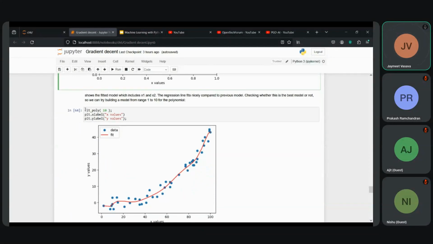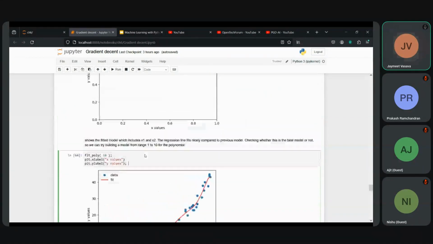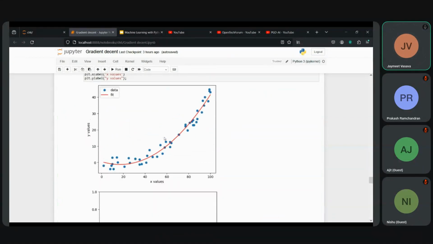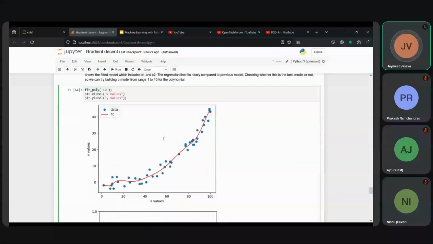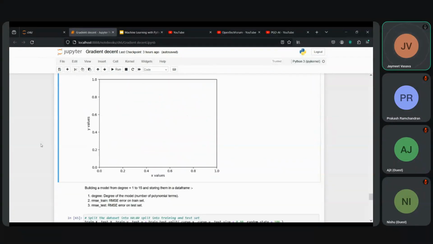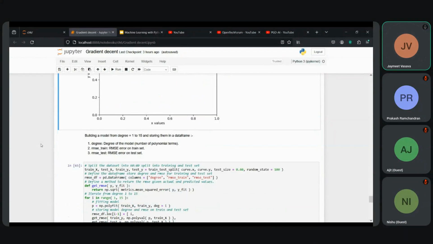So this time we'll be using the degree value of 10, and you can see the fit that we are getting, and we are getting the improvement. This is the previous model with degree 2. This is the model with degree value 10. So we decide to build models using degree 1 to 15 and store them in the data frame.